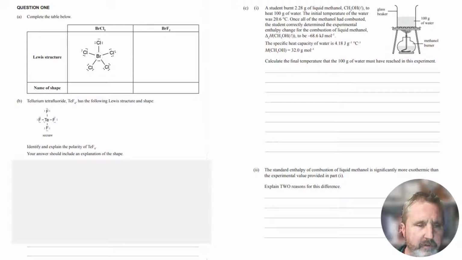Now, because this has 6 electron density regions around the center, we know that the base geometry of this is octahedral. Because this is an octahedral shape, but 5 of the regions are bonding and 1 is non-bonding, we know that this is a square pyramid. We have to learn these shapes.